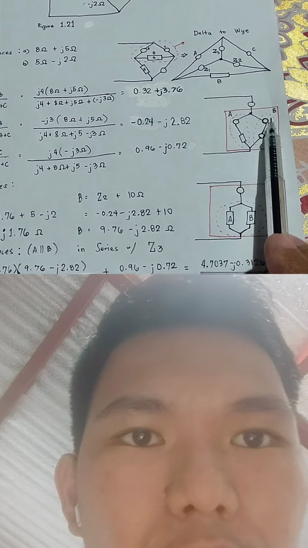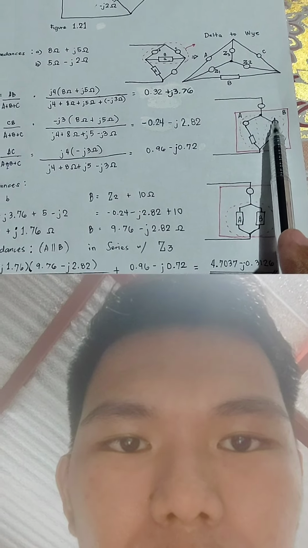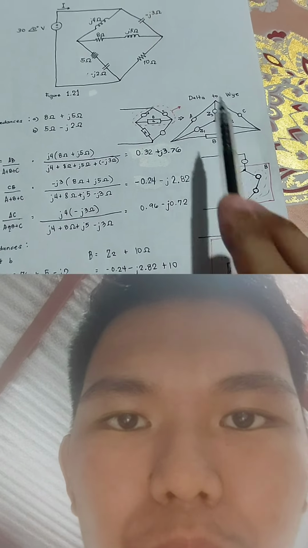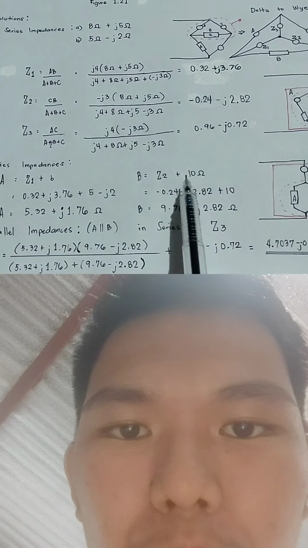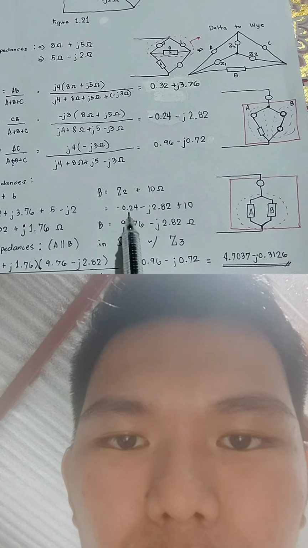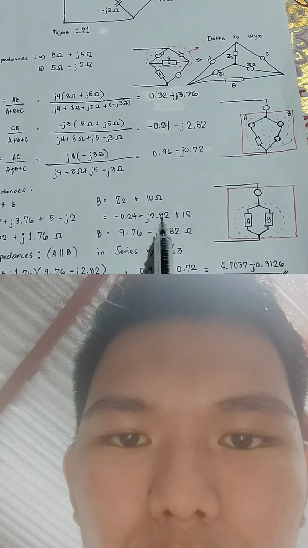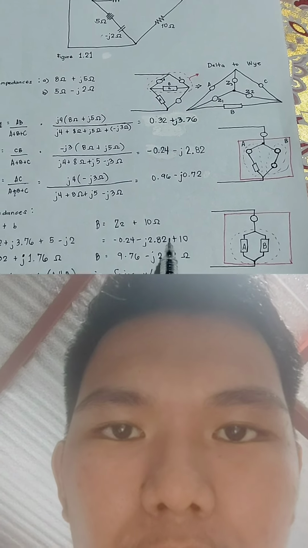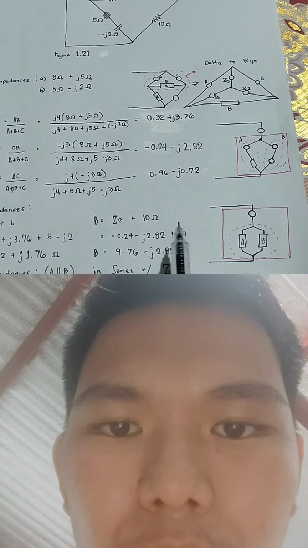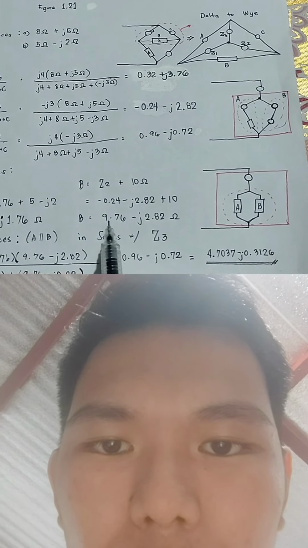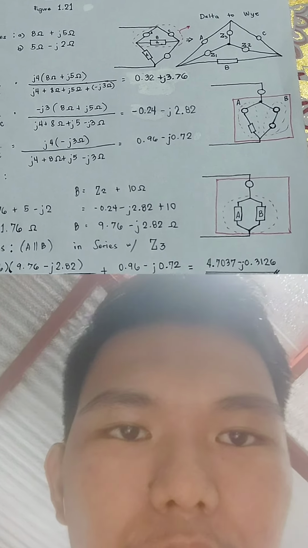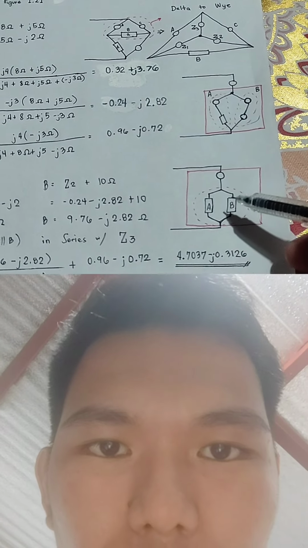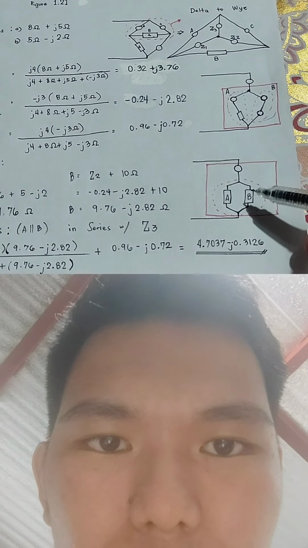Now for the series part B, this part is the Z2 and this is the 10 ohm. Z2 is equal to negative 0.24 minus J2.82 plus the 10 ohm resistor, which is simplified to 9.76 minus J2.82 ohms. And this is now the simplified circuit after the series impedances.